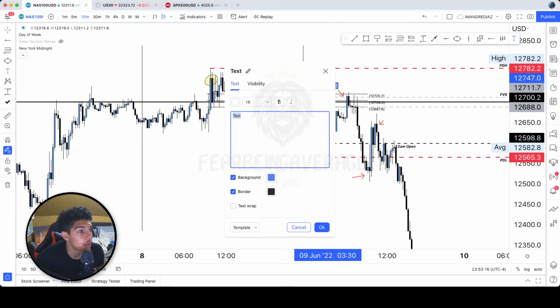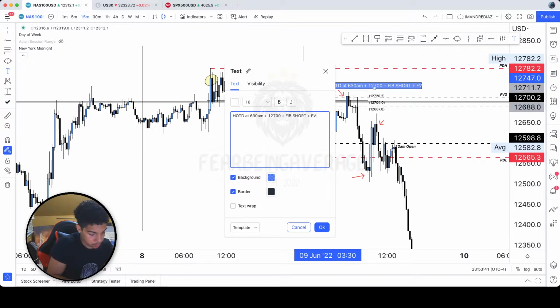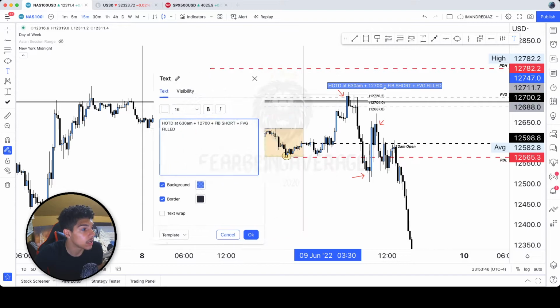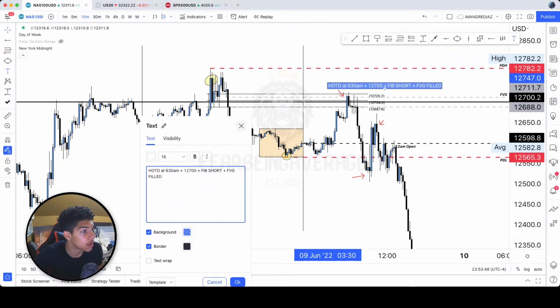So this was also the high of the day. So let's see. Here, let me move this mic up a little bit. We got the high of the day at 6:30 a.m. along with the 12,700 rejection, along with the fib short, along with the fair value gap being filled. What else do we have? I think that was the majority of the confirmations.